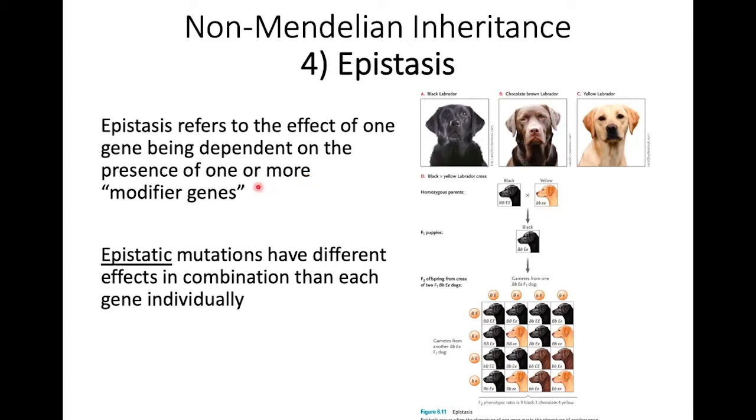Now, as I mentioned before, we can have one or more modifier genes. So you can see this could get very complicated very quickly. For simplicity's sake, we're sticking here with the one type of modifier gene. And in that case, it needs to be in its homozygous recessive state for that modifier gene to override the gene for fur pigment.